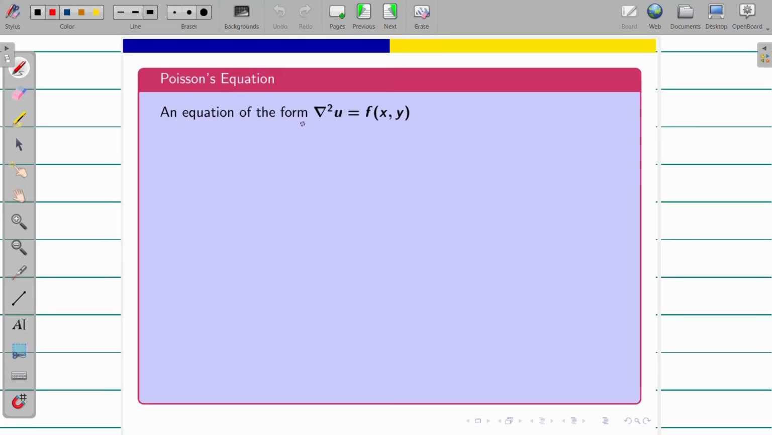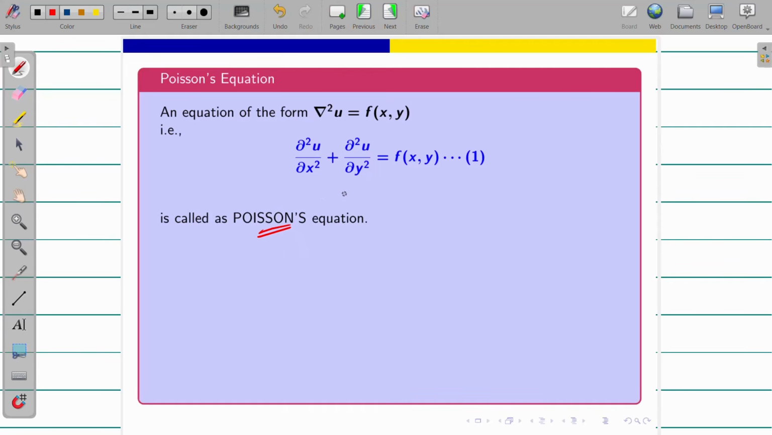An equation of the form del square u equal to f of x comma y. If it is equal to 0, it is the Laplace equation. If it is equal to f of x comma y, some function, then it is the Poisson equation. It can also be written as the second derivative of u with respect to x plus the second derivative of u with respect to y equal to f of x comma y, which we call the Poisson equation. If the right hand side is 0, we already discussed it in the previous video: it is the Laplace equation. If the right hand side is f of x comma y, it is the Poisson equation.